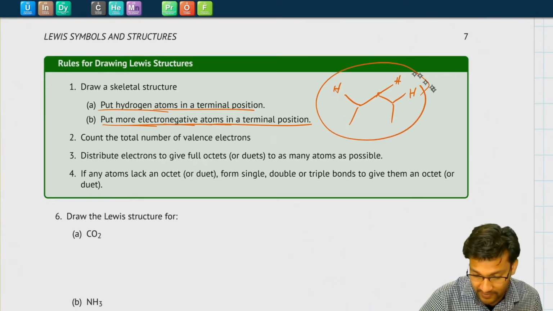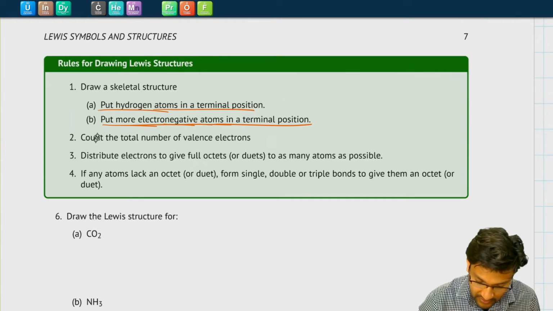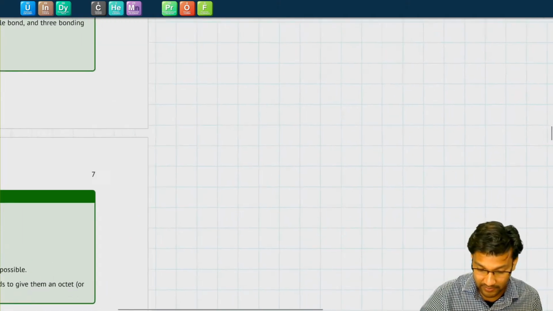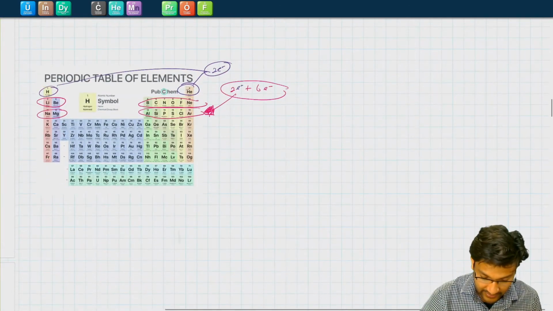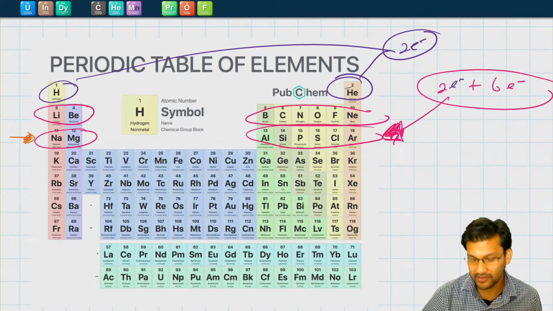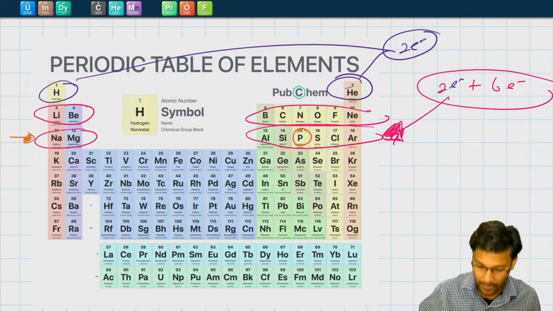Once you have some sort of skeletal structure to work with, the second step is to count the number of valence electrons. So you count all the valence electrons for every atom. That's where a periodic table will come in useful, right? Because we could easily go across the row and try to figure out how many valence electrons it has. For example, let's look at phosphorus. We know it'll have 1, 2, 3, 4, 5 valence electrons.